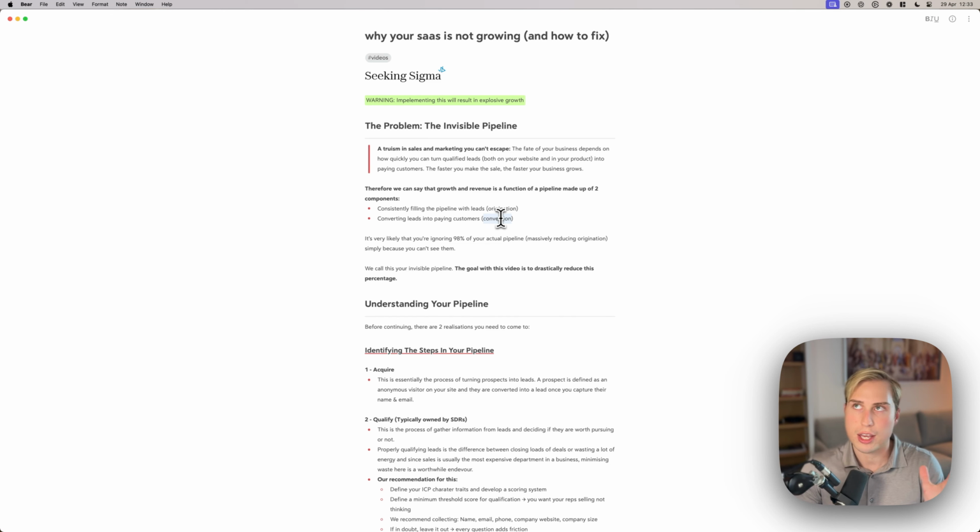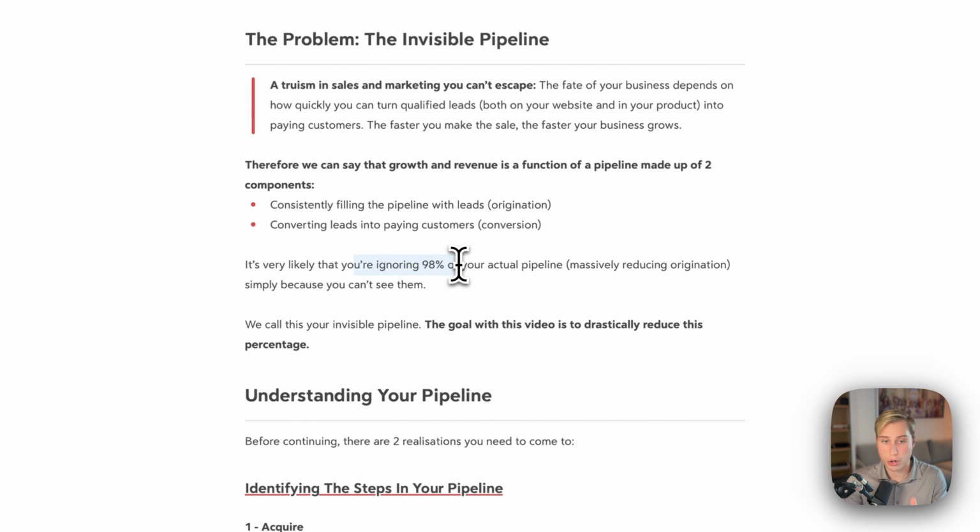You can also change the value of the leads in the pipeline and all these things, but those are much smaller levers. The two big levers you can pull when it comes to sales and growth for SaaS are origination and conversion, okay? And it's very likely that right now you are ignoring 98% of your actual pipeline. And if you ignore 98% of your pipeline, you're obviously massively reducing origination. So if these are the two biggest levers you can pull, I guarantee you most of you are not even touching this origination part. And it's a huge problem. And that's simply because you can't see them, okay? That's why I call them invisible.